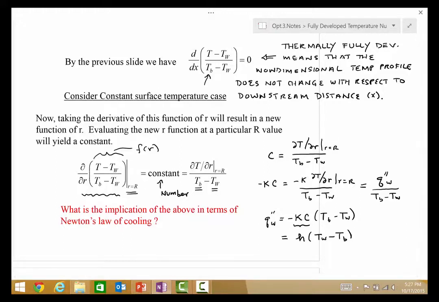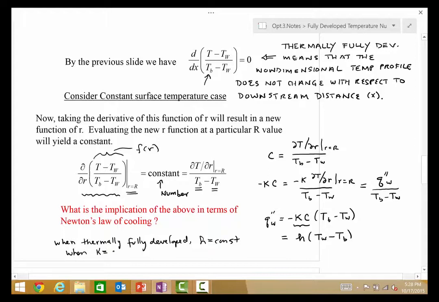So it says that for all the problems that we're dealing with in these problems of interest, when we're thermally fully developed, it doesn't matter if it's constant heat flux or constant surface temperature, when thermally fully developed, H is a constant as long as we have constant thermal properties. And so this is pretty powerful.